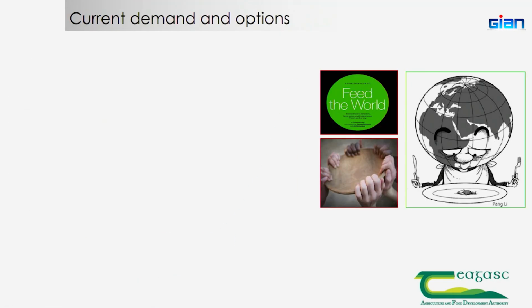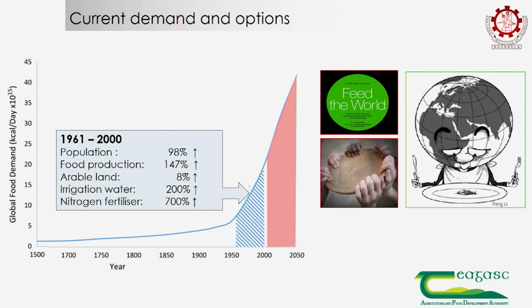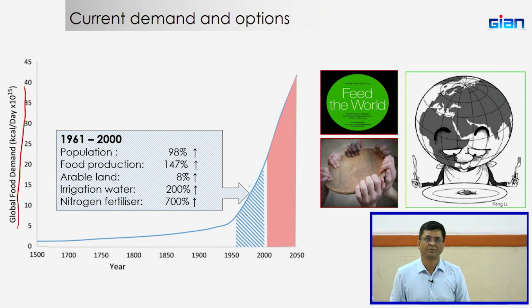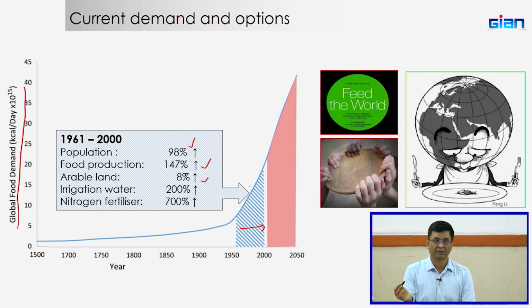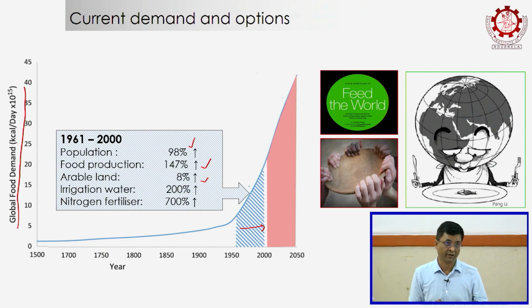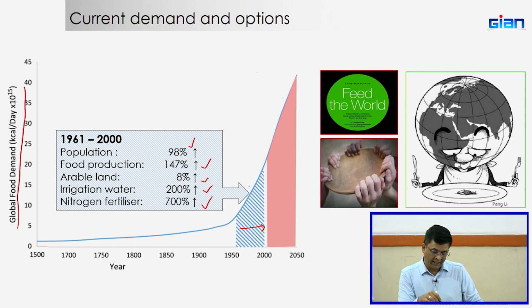Now, if you see your current demand, this is again from a journal, current or future global demand in terms of kilocalories. From 1961 to 2000, population increased by 98%, production by 147%, arable land only by 8%. That means we need to go for more and more deforestation. That's why that word is very important: activities which do not require removing the forest. Irrigation, water, nitrogen, fertilizer. And then between 200 to 250 we have a huge amount of requirement.